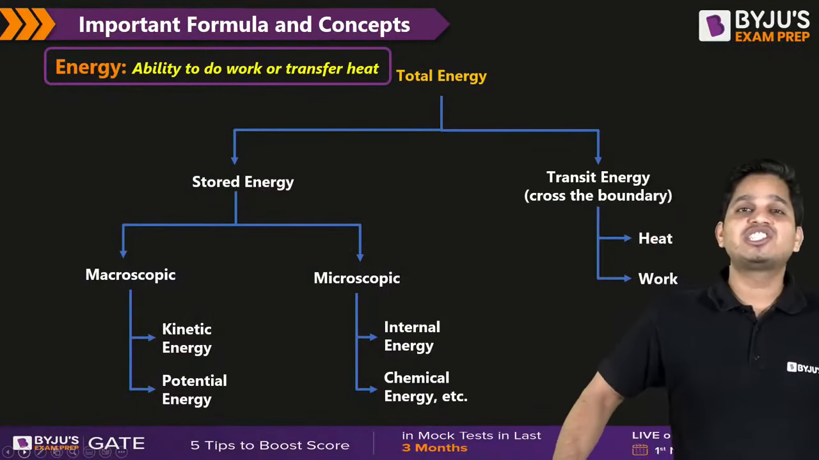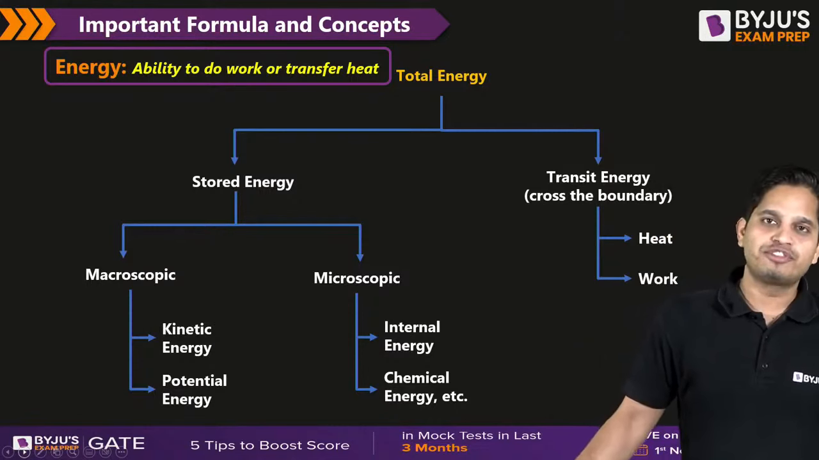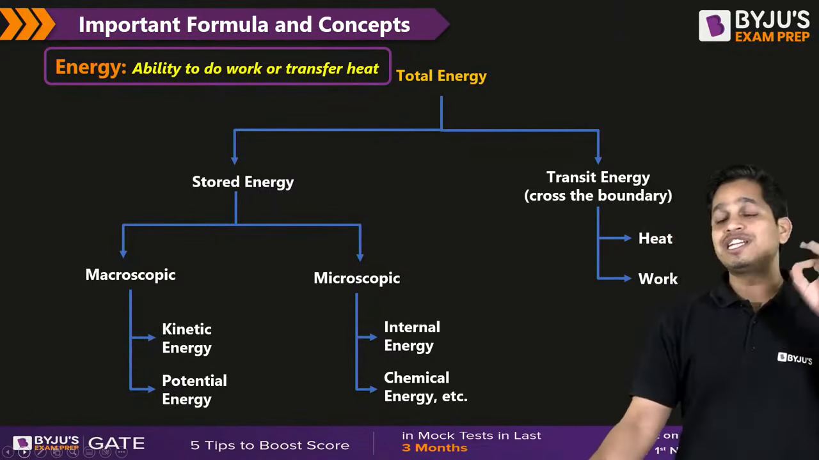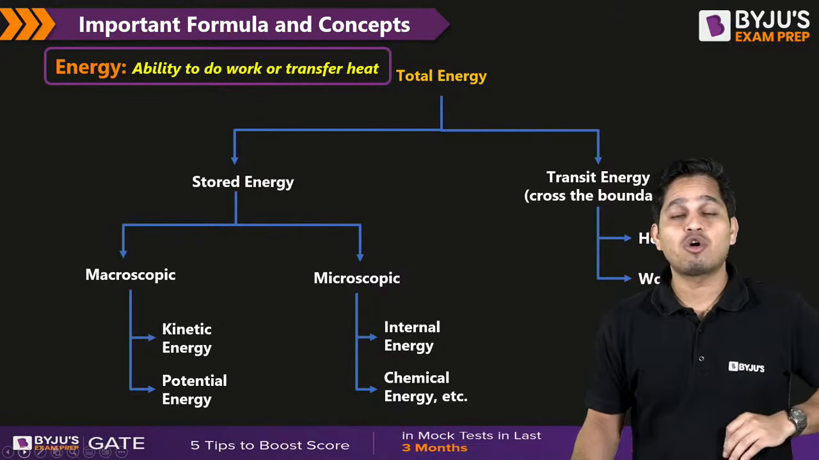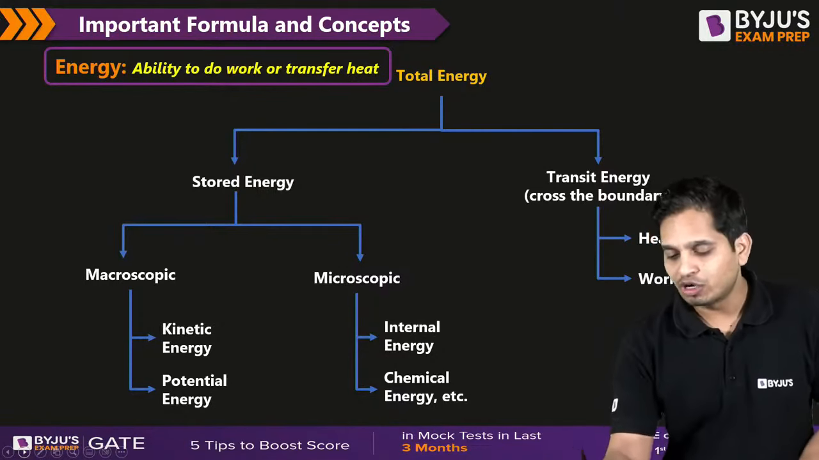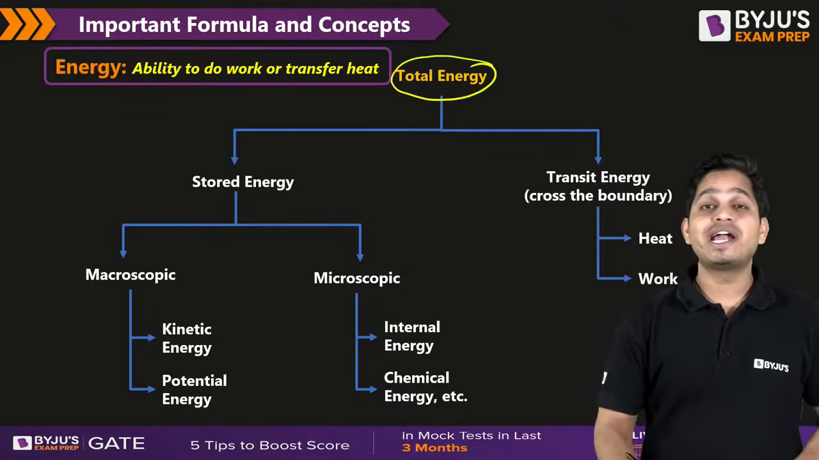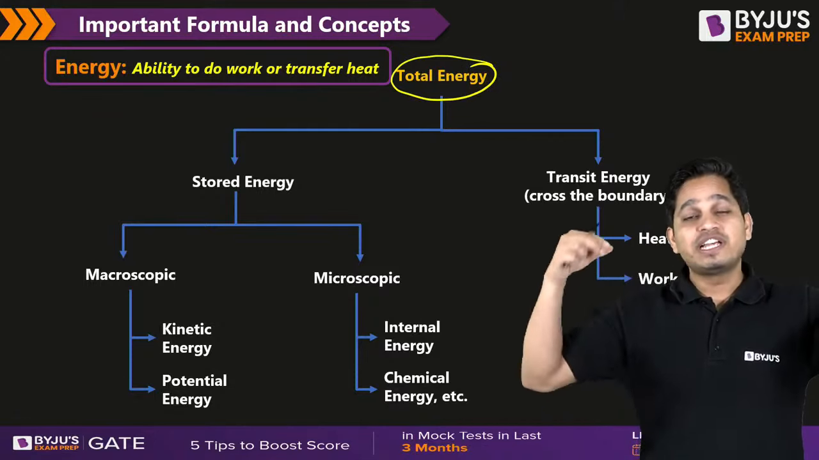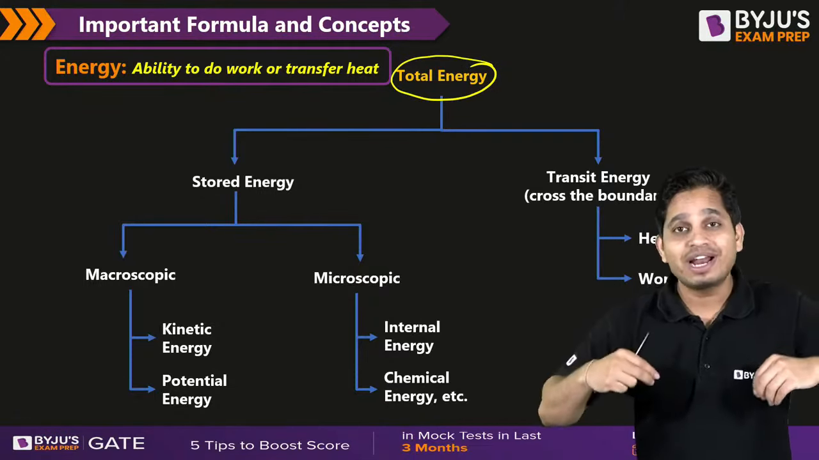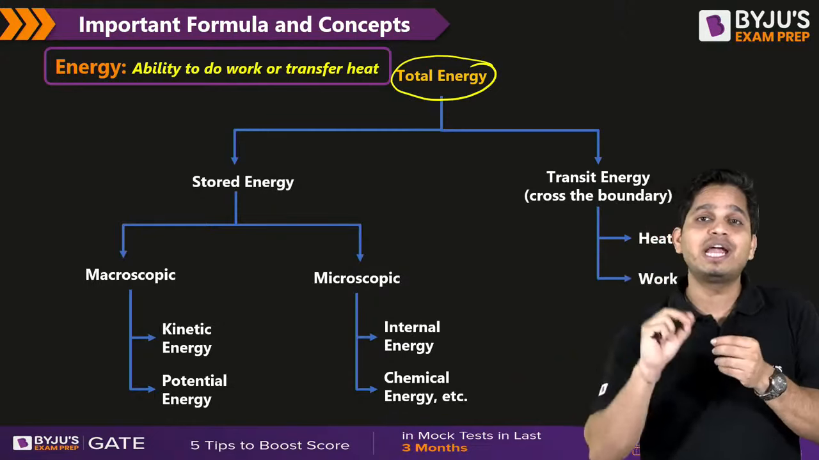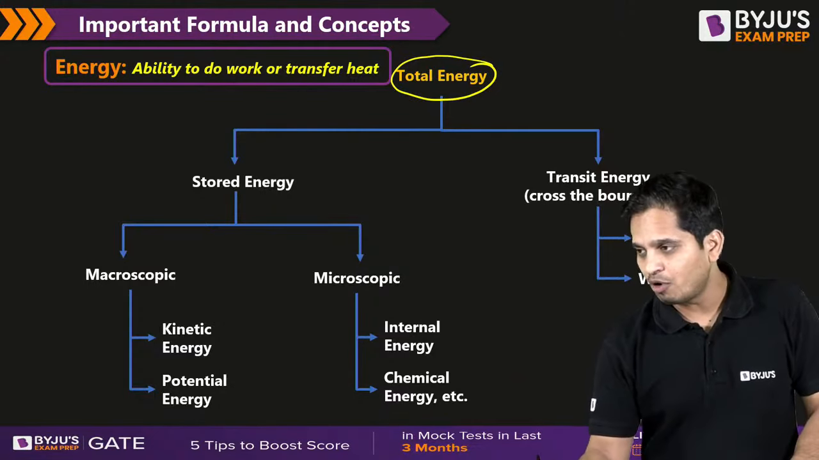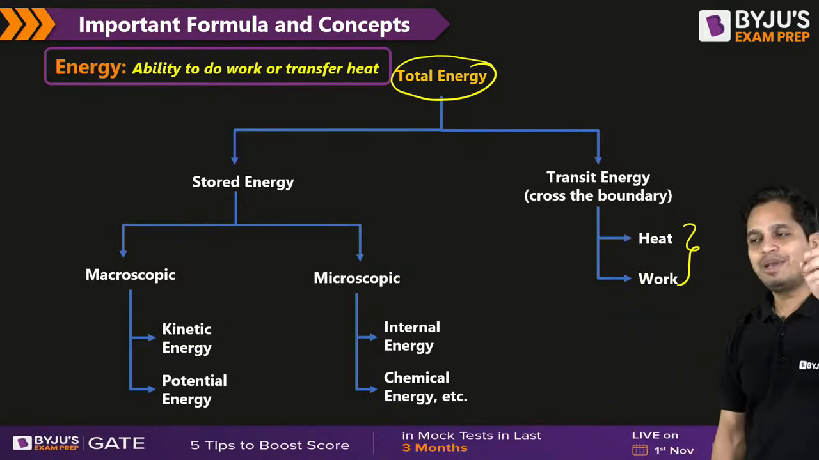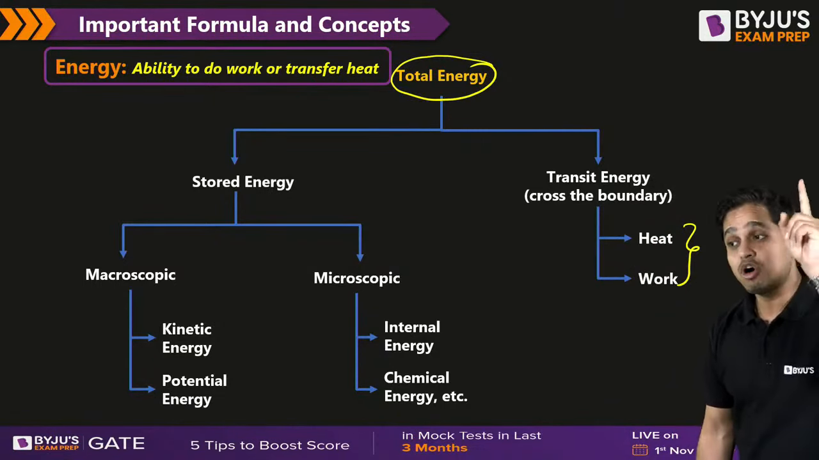Now we have come to the next chapter, which is first law of thermodynamics. Okay. Now we all know what is energy? Energy is the ability to do work or transfer heat. Okay. Now total energy can be divided into stored and transit. What is transit? Which has to cross the boundary. Whenever energy transfer will take place, it will take place in the form of heat or work.